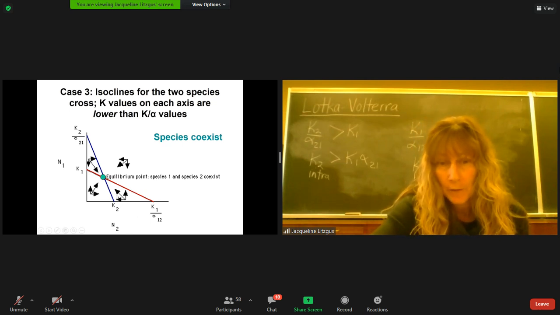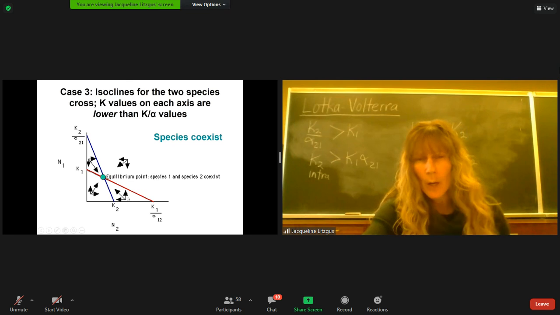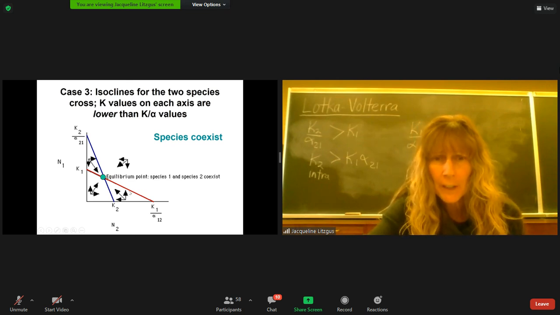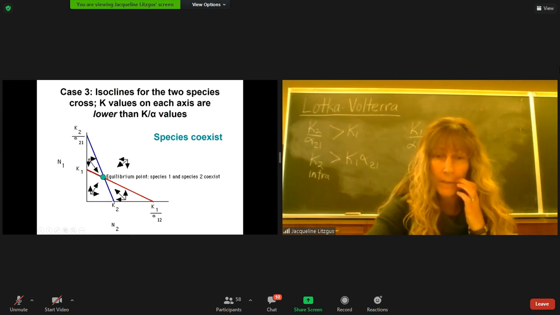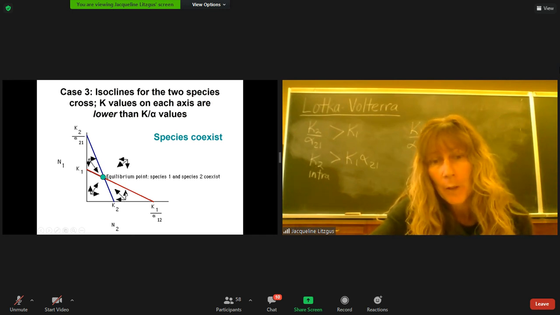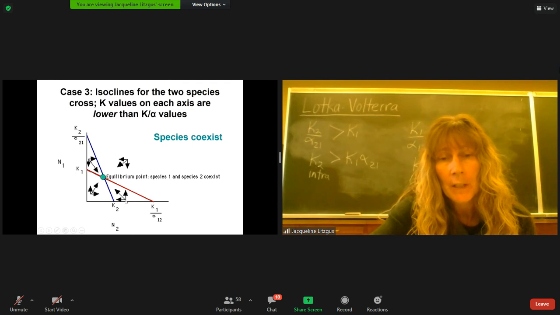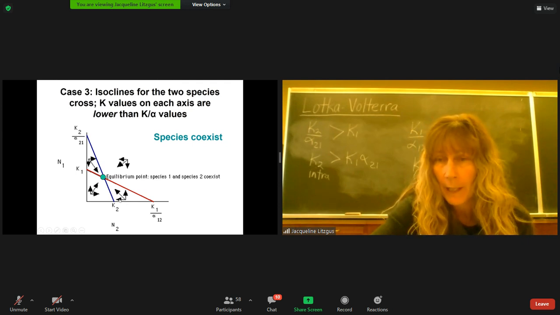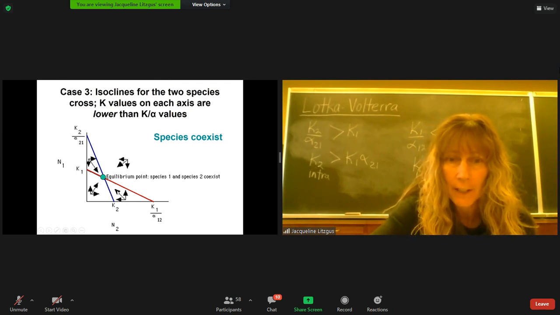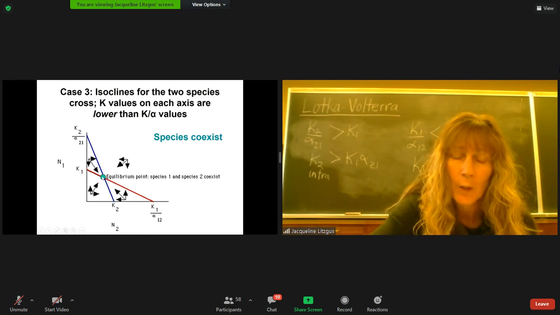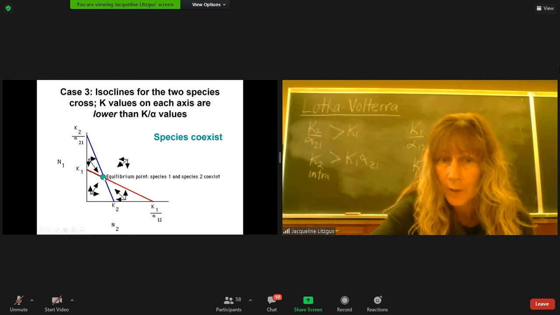Over here in this bottom right quadrant section, we're now below the species one isocline, but above the species two isocline. So species one can still grow, but species two is coming down because we've gone past its isocline. The common vector again goes to the middle. So every vector is converging on this point where the two lines cross.